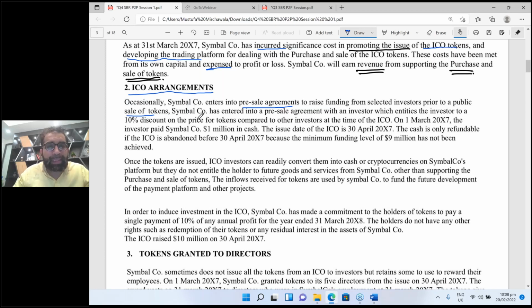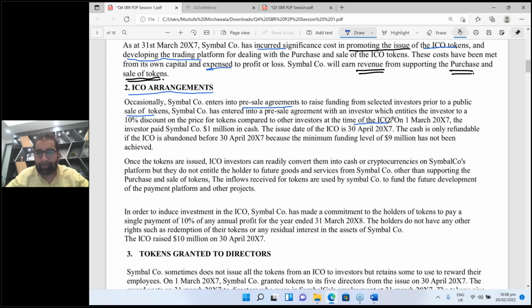Okay, now symbol company has entered into a pre-sale agreement with an investor, which entitles the investor to get a 10% discount on the price for tokens compared to other investors at the time of ICO. You got it? Now those investors who will invest in pre-sale will get 10% discount on the final day.